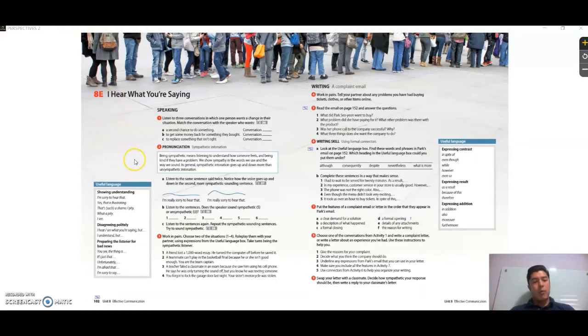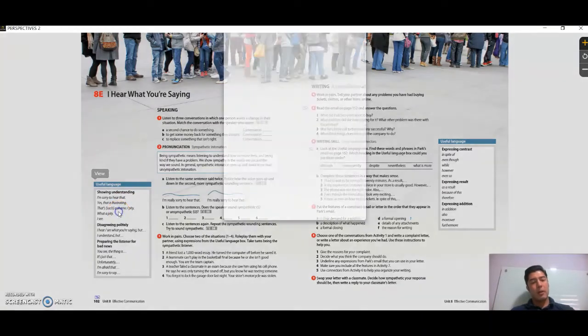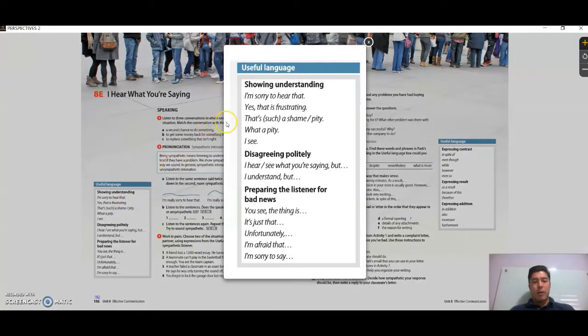Let's go to the useful language just to understand some of the things that we can use in a conversation to understand a message and to keep on talking with the person we are having this conversation. First of all, we have showing understanding. Then we have disagreeing politely and preparing the listener for bad news. Let's start with showing understanding.